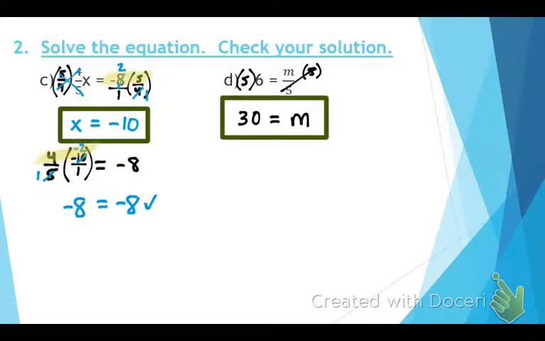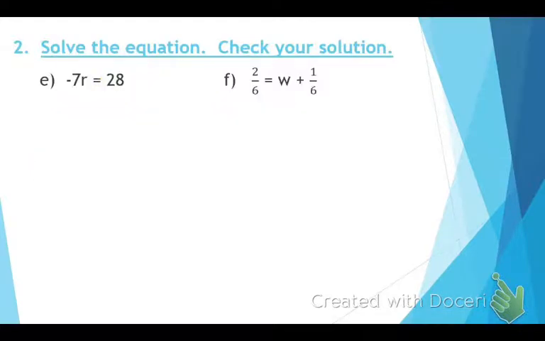Caleb, how do I check this? You take this, rewrite the question. Rewrite the original problem. And what can I replace that m with? 30. A 30, because we found our answer is 30. So 6 equals 30 over 5. And what is 30 divided by 5? 6. That is correct, so it does check out.